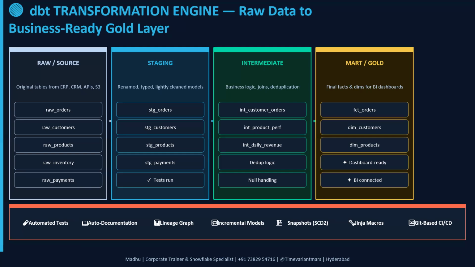And at the bottom of this slide, look at the feature bar. We have automated tests, the lineage graph, incremental models, snapshots, Jinja macros, and Git-based CI/CD, continuous integration and continuous deployment. This is very important when you are going to learn Snowflake and dbt. Check the syllabus, whether it has these concepts or not.